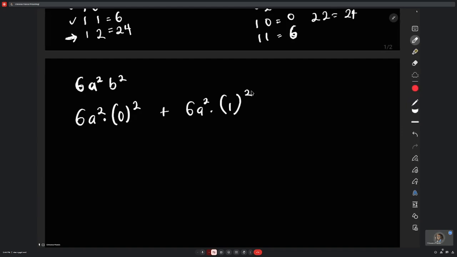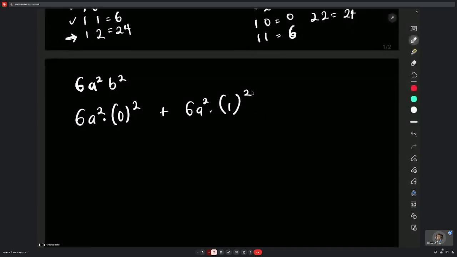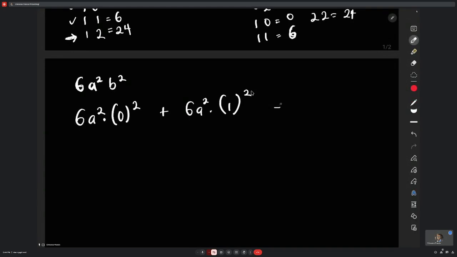And this where b is equal to 1, right? Where b is equal to 2? No, we have not gotten to that place now.